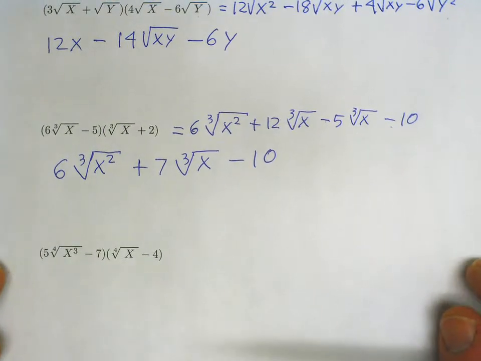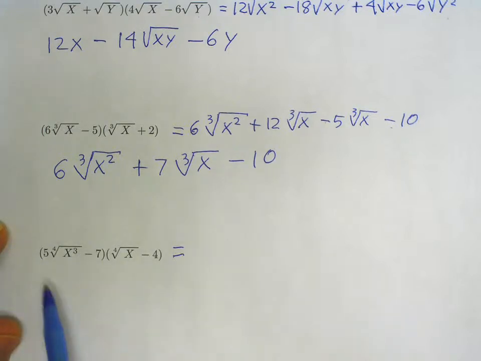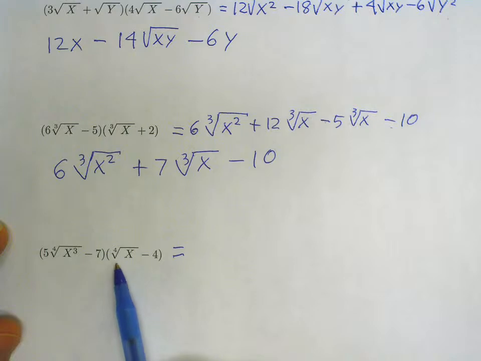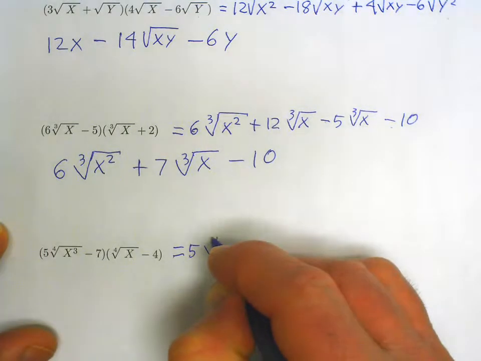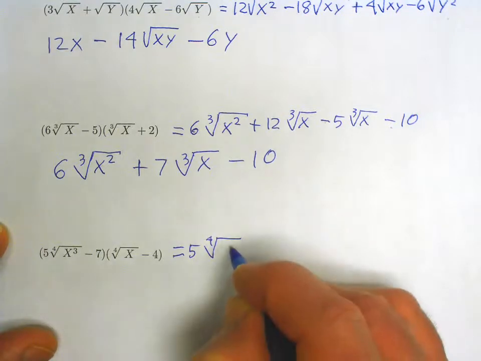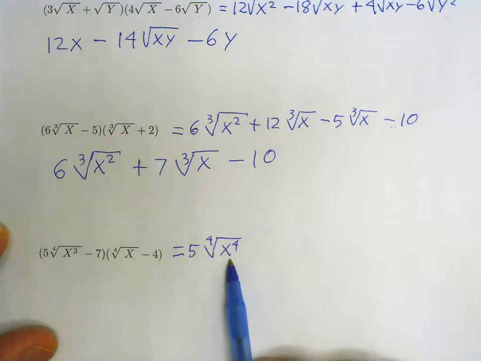Okay, the last one on this page. This one we're multiplying 5 times the 4th root of x to the 3rd minus 7 times the 4th root of x minus 4. We start by multiplying 5 times the 4th root of x to the 3rd by the 4th root of x. And so that's 5 times the 4th root of x to the 4th, because x to the 3rd times x is x to the 4th.